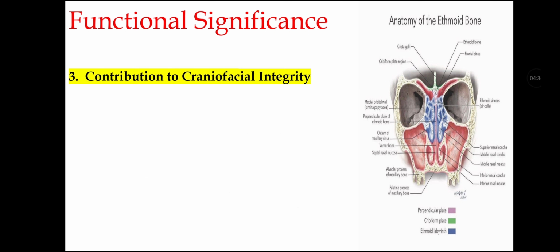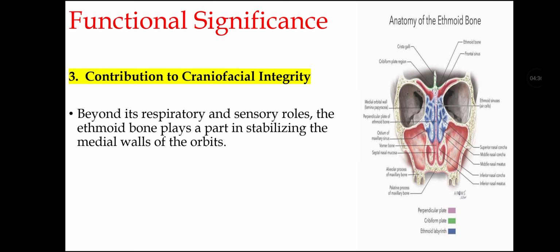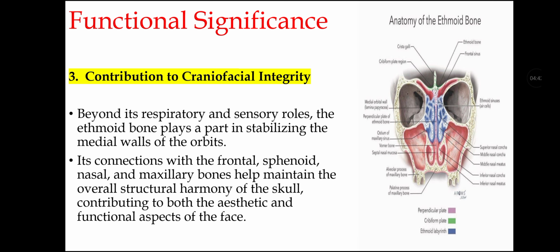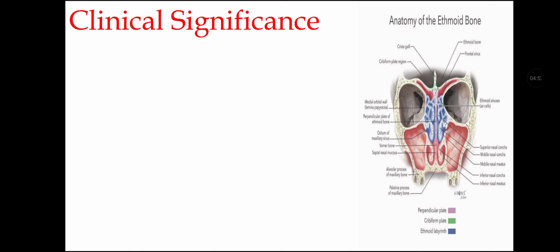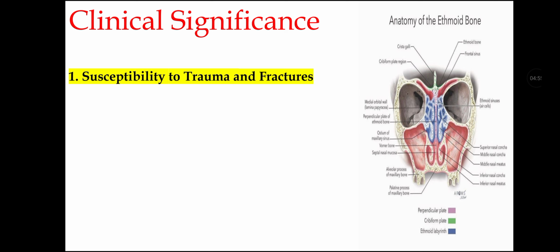The next significance is its contribution to craniofacial integrity. Beyond respiratory and sensory roles, the ethmoid bone plays a part in stabilizing the medial wall of the orbits. Its connection with the frontal, sphenoid, nasal, and maxillary bones helps maintain the overall structural harmony of the skull, contributing to both aesthetic and functional aspects of the face.